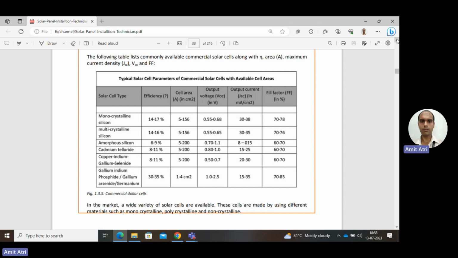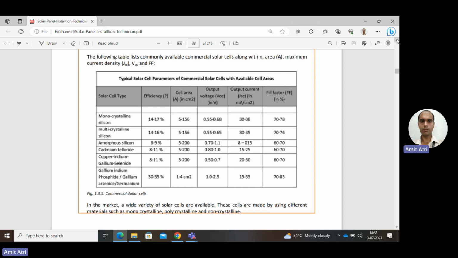Next, amorphous silicon, efficiency 6 to 9%, cell area 5 to 200 centimeter square. Then open circuit voltage 0.7 to 1.1 volt, and current 8 to, no, not 0.8, it is 15 milliampere per centimeter square. Fill factor 60 to 70%.